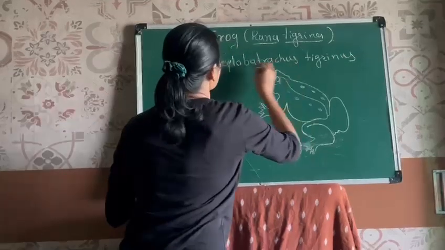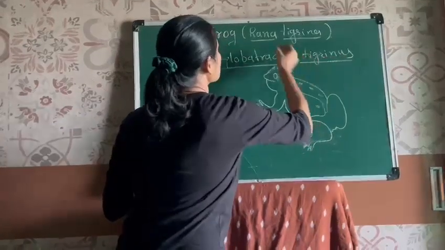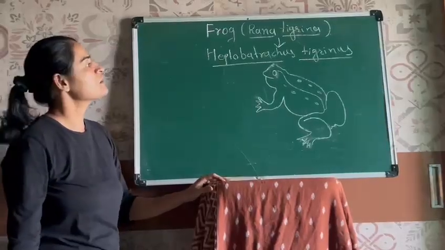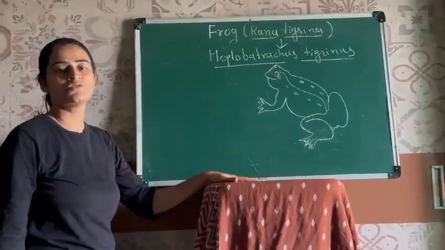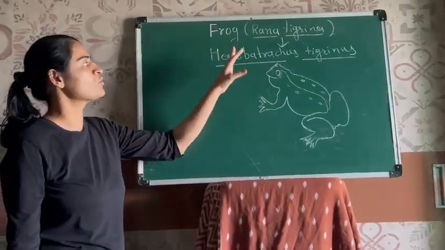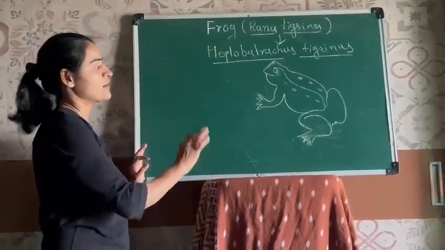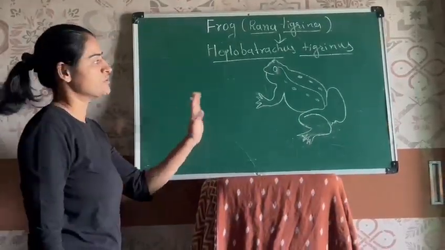The name has now been changed from Rana tigrina to Haplobatrachus tigrinus, but in NCERT it is as it was. So we are going to use the old name, Rana tigrina. As per NCERT, it is Rana tigrina, but the modern name is Haplobatrachus tigrinus.